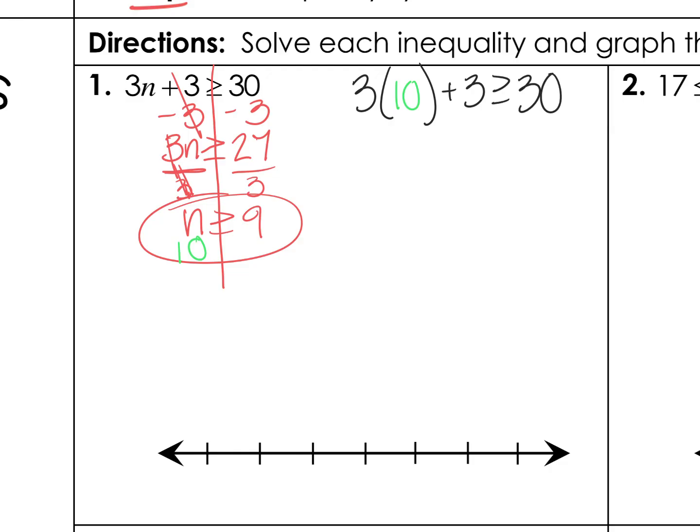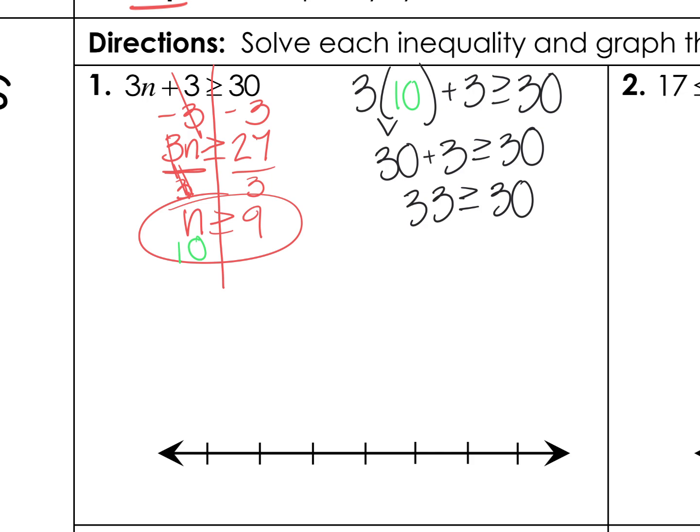and then we would solve. So 3 times 10 is 30. Bring down the rest the same. 30 plus 3 is 33. Bring down the rest the same. And then we check, is this true? Is 33 greater than or equal to 30? Yes. So we know that this is true. If you were to get something here that is not true, then that means something went wrong. That's how you would check your answer.